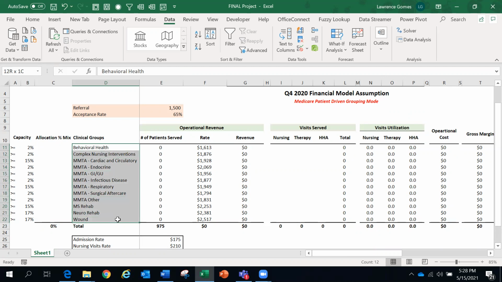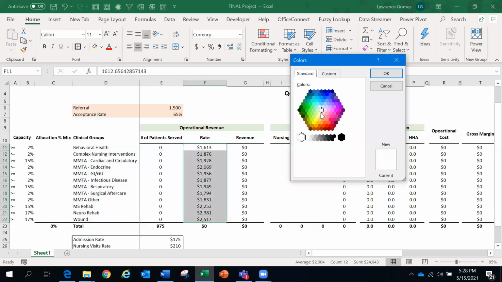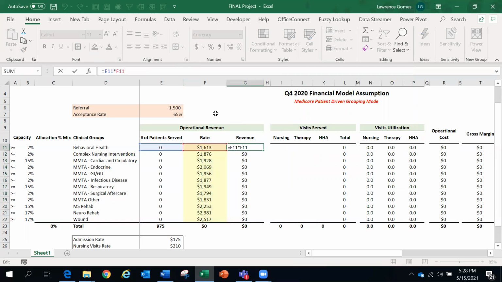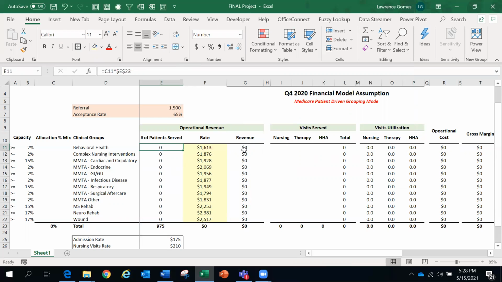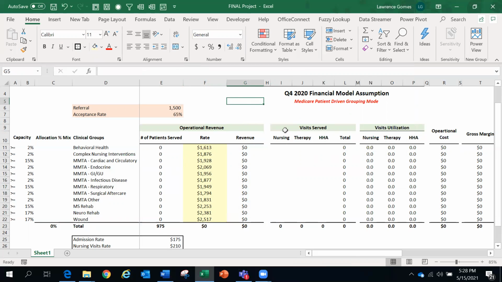And for every category, there are different admission rates. So these are the admission rates based on the clinical grouping category. And the revenue is multiplying the admission rate times the total number of admitted patients into each of the categories and summing them all together. Then I have a cost part.